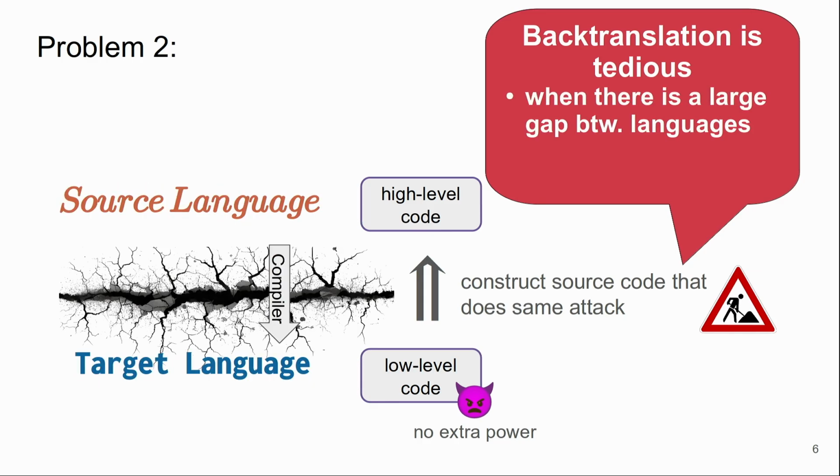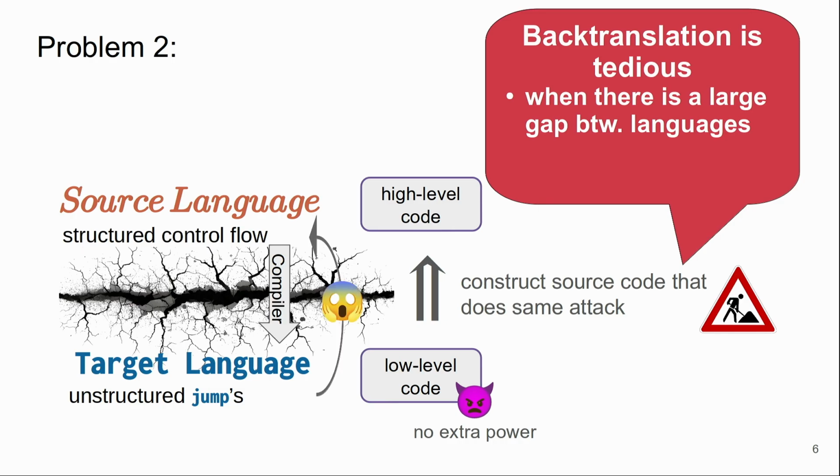First, it becomes more and more difficult when there's a large gap between the source and the target language. For example, the source language could have structured control flow, while the target language can have arbitrary unstructured jumps. Then a target adversary can crazily jump around. While this does not give them any extra power in, for example, modifying memory locations, it makes this explicit construction of a source program that somehow simulates this behavior a real mess. To the best of our knowledge, no one ever did a backtranslation proof before, bridging the gap of unstructured control flow.